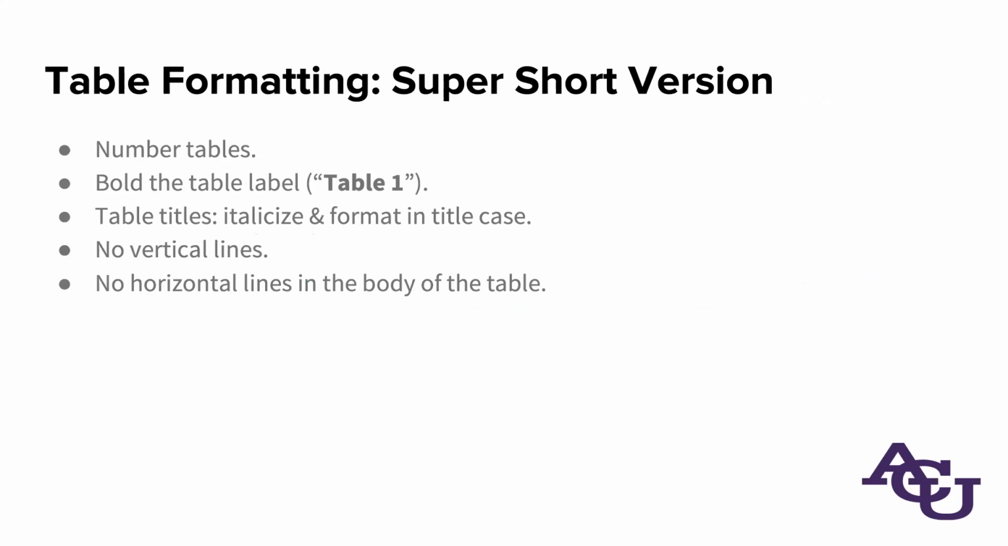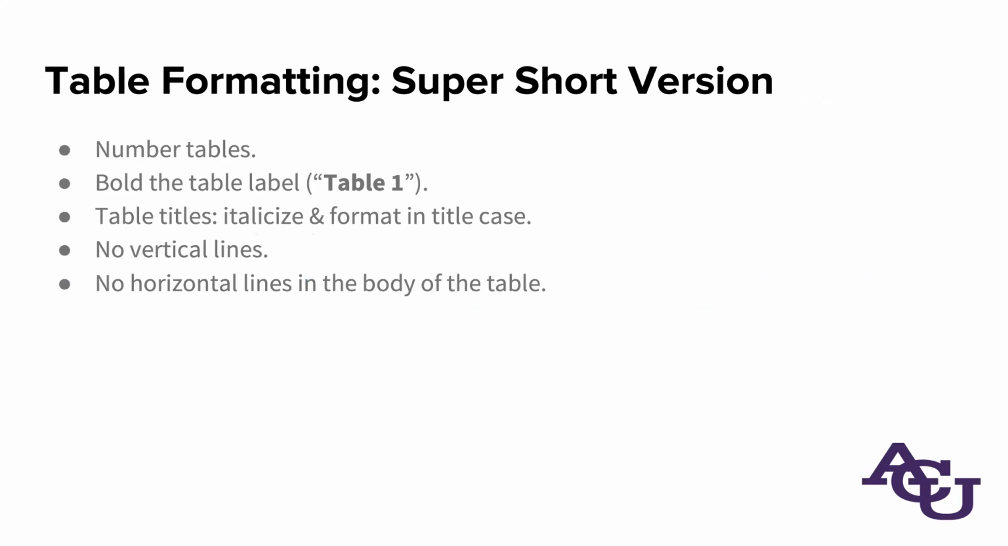First, you need to number the tables. The number goes in the table label, which gets bolded. There'll be Table 1, Table 2, etc. And then the table title follows that, and it should be italicized and formatted in title case, meaning, among other things, the first letter of any word with 4 or more letters gets capitalized. Your tables should also not have any vertical lines in them, and no horizontal lines in the body of the table.